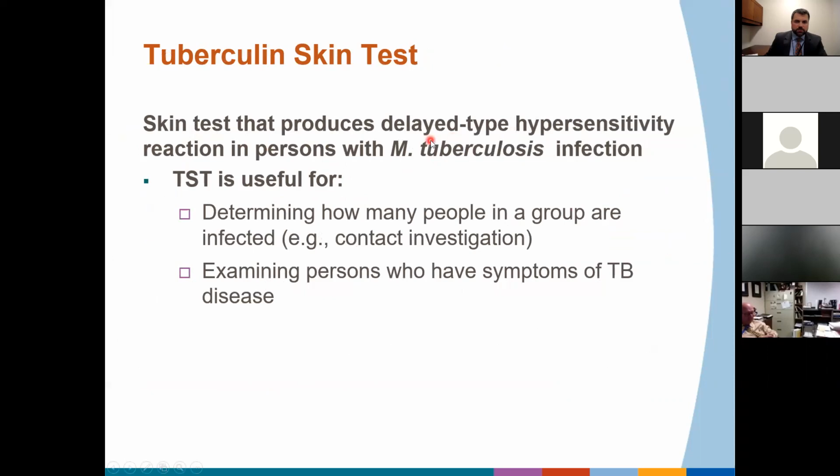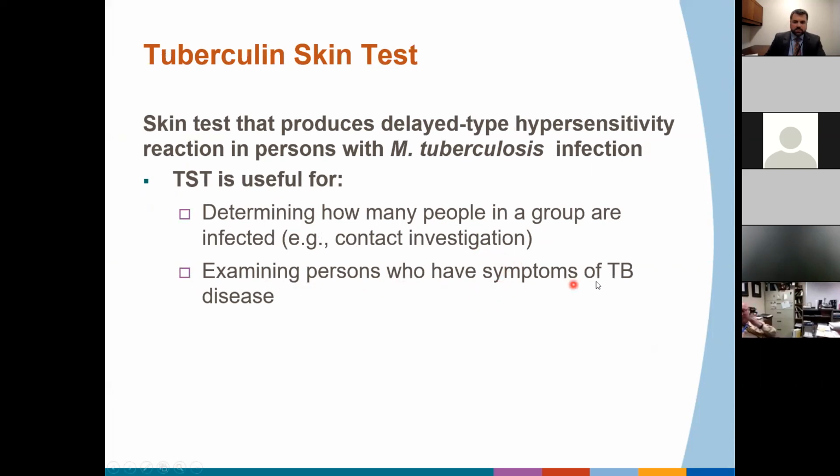Now, the skin test produces a delayed hypersensitivity reaction in patients with TB. It determines how many people in a group are infected, contact investigation. If a person says they were exposed to someone with TB, where should you start? It would be a good idea to do a TB skin test, and then again in about 4 weeks or so. If it goes from negative to positive, then that's what you would use to say that they've been exposed to TB.